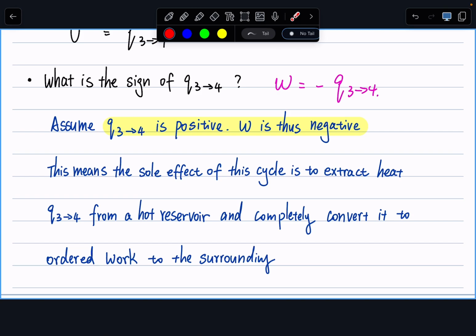Any questions before we move on? What do you mean by their magnitudes are not equal? You say the sole effect can't be just Q into work, right? Right. So what if, well, I guess this would be like.